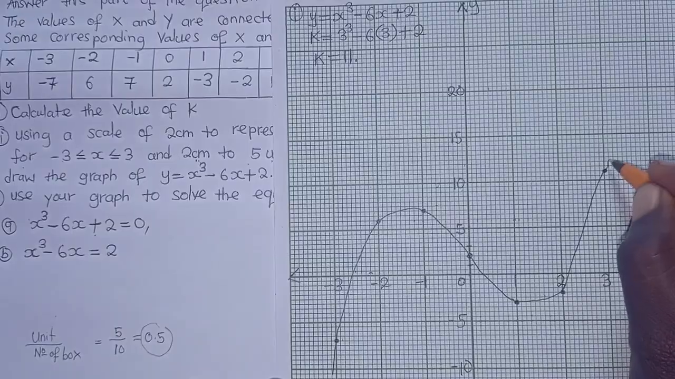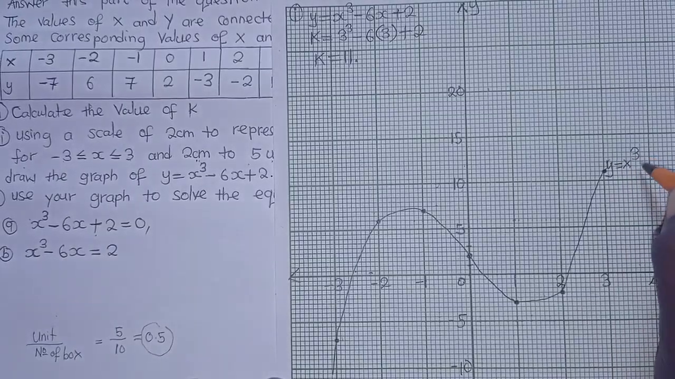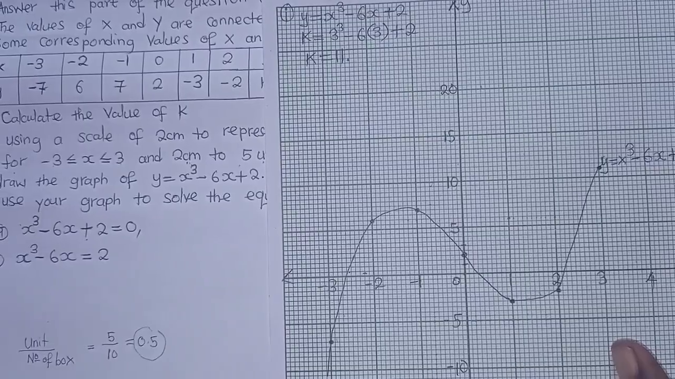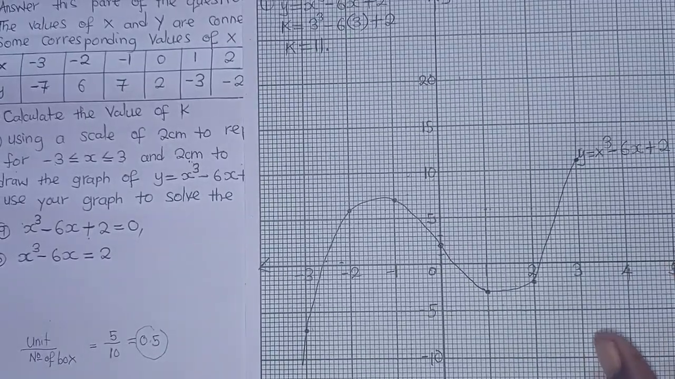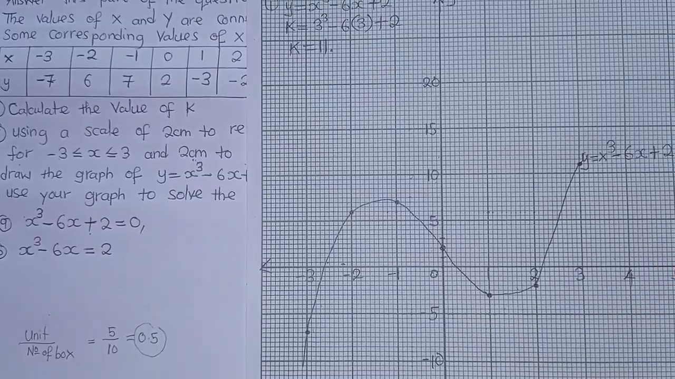I even say there y is equal to x cubed minus 6x plus 2. That is what I'm supposed to do. So I'm done with the graph. Plotting a graph like this, they give you 3 marks.